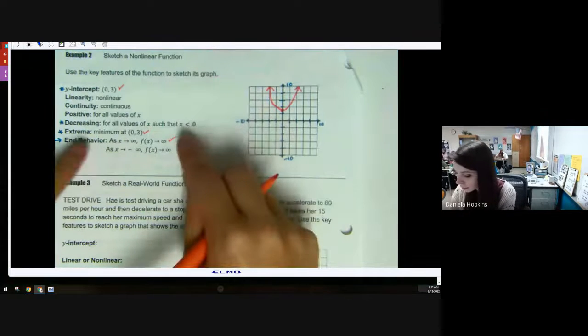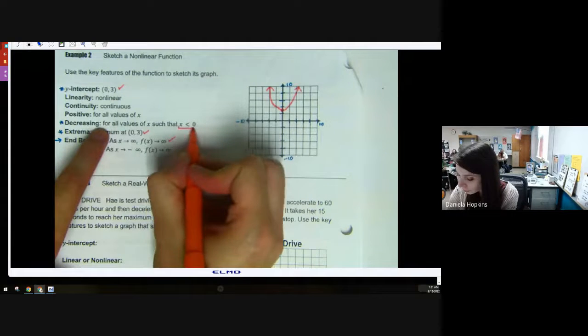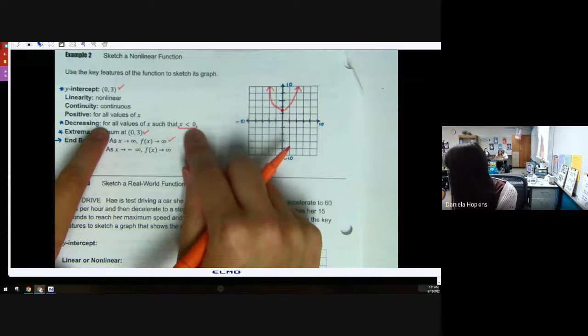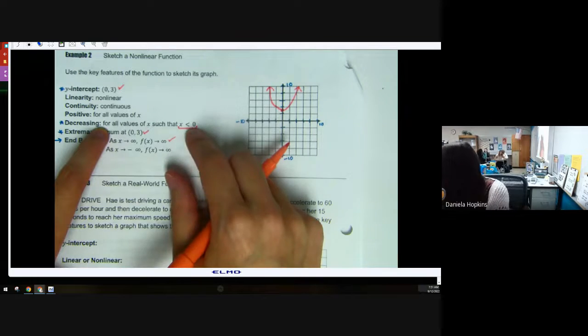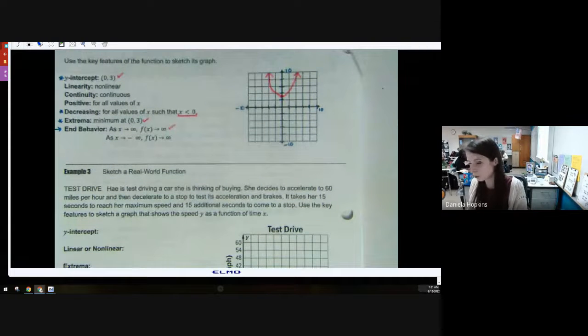The other thing that tells us that is the fact that it says it's decreasing for all values of x that are less than 0. So by saying it's less than 0, if it says it's just that range, it has to be increasing everywhere else, right? Or it has to be flat everywhere else. Questions about that one? The nonlinear are a little trickier. I give you more information on your homework, honestly.